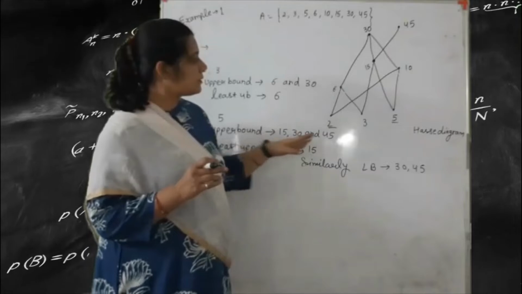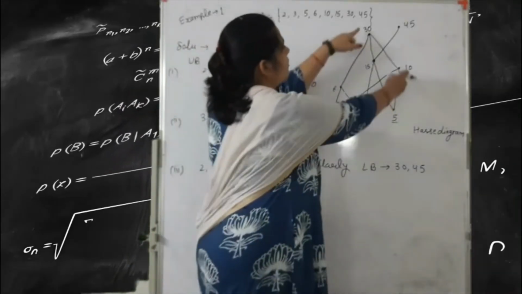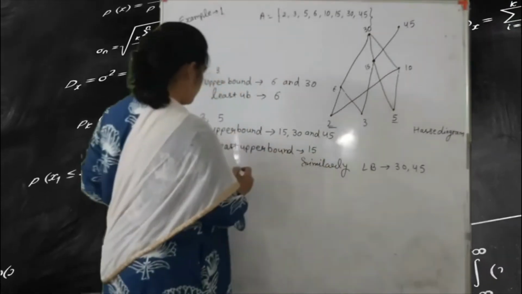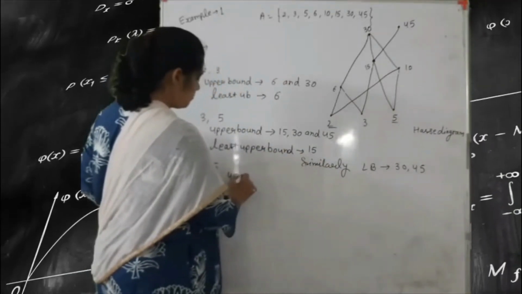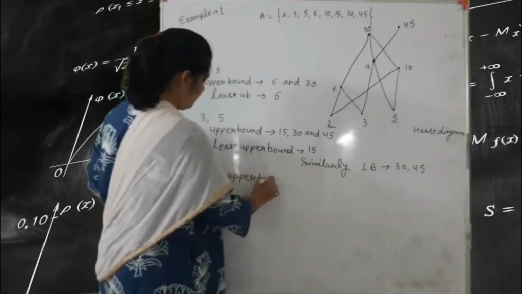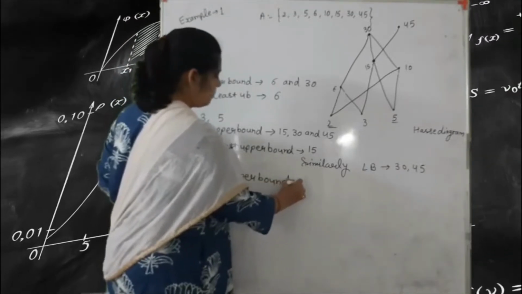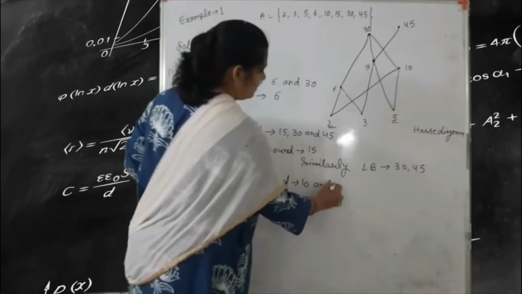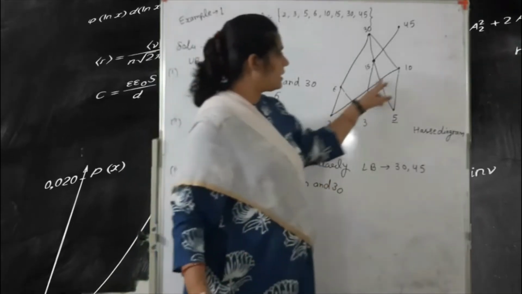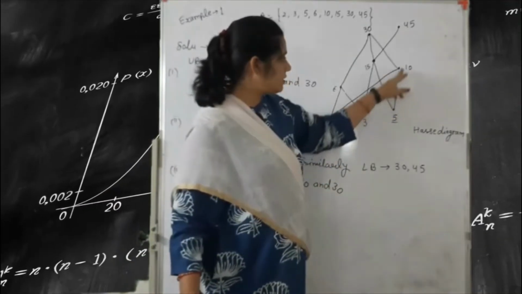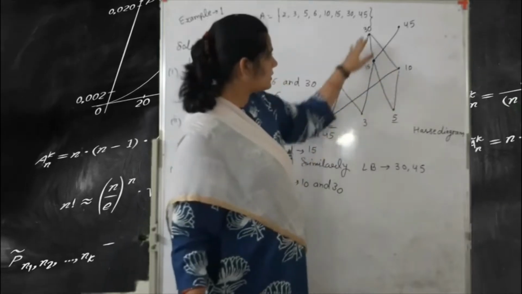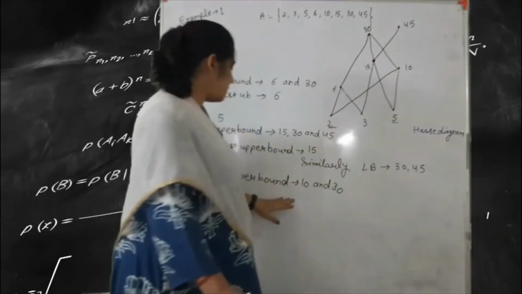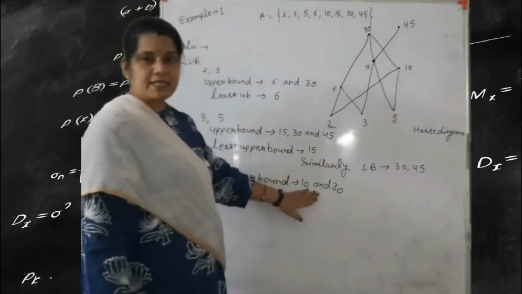So what is the upper bound of 2 and 5? It is 10 and 30. So we write here, the upper bound of 2 and 5 is 10 and 30. Got it? Here 2 is connected to 10, 5 is also connected to 10, 2 is connected to 30, 5 is also connected to 30. Okay. So the upper bound of 2 and 5 is 10 and 30.